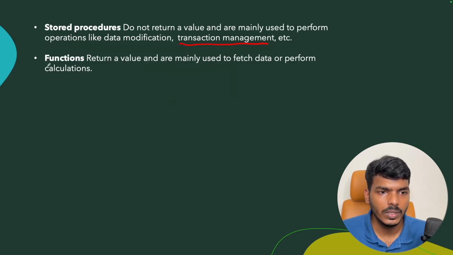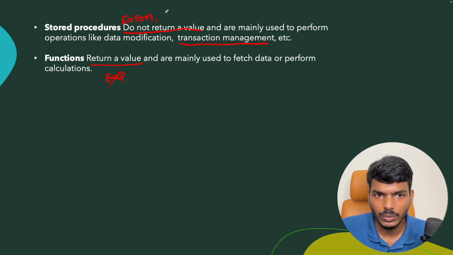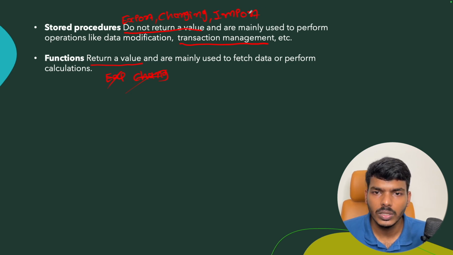And functions return a value and are mainly used to fetch data or perform calculations. So the difference is that stored procedures do not return a value, functions return a value. So how will we get output in stored procedures? We can use export. Can we use export in functions? We cannot use export here. We can also use changing in procedures. Can we use changing in functions? We cannot use changing here. We can use import if you want to give some input to the procedure. Can we use input in functions? Yes, we can use import.